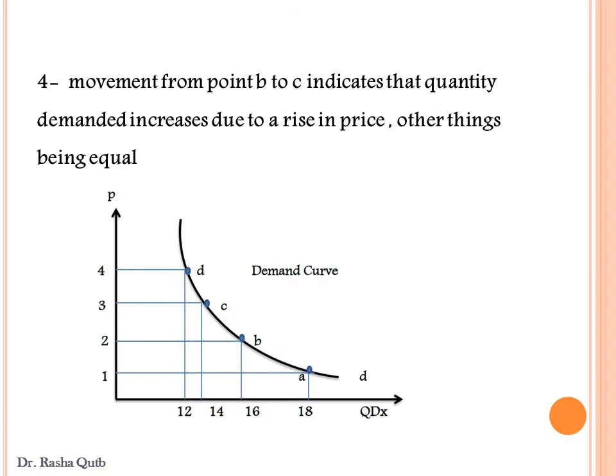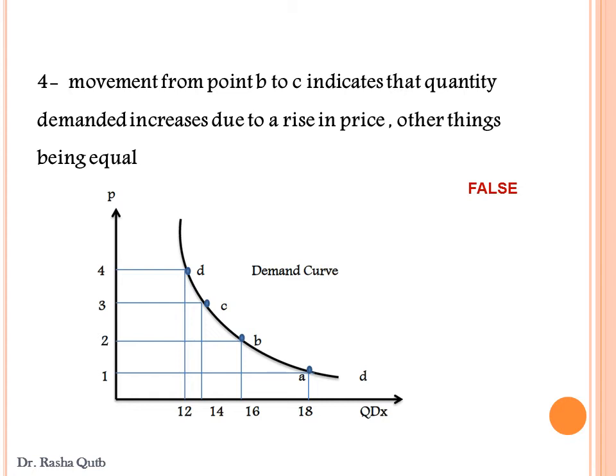Number 4, movement from point B to point C indicates that the quantity demanded increases due to a rise in the price, other things being equal. This sentence is false. Why?